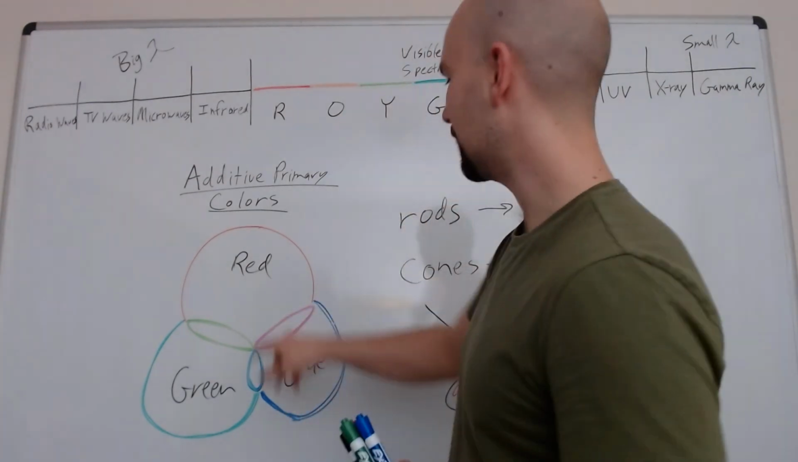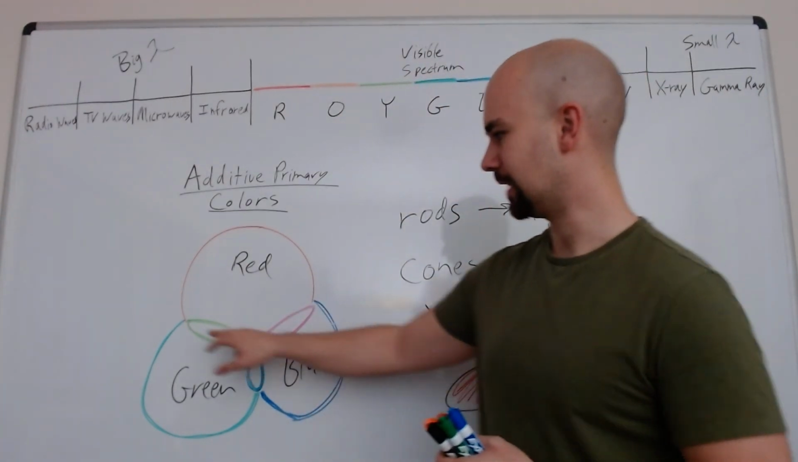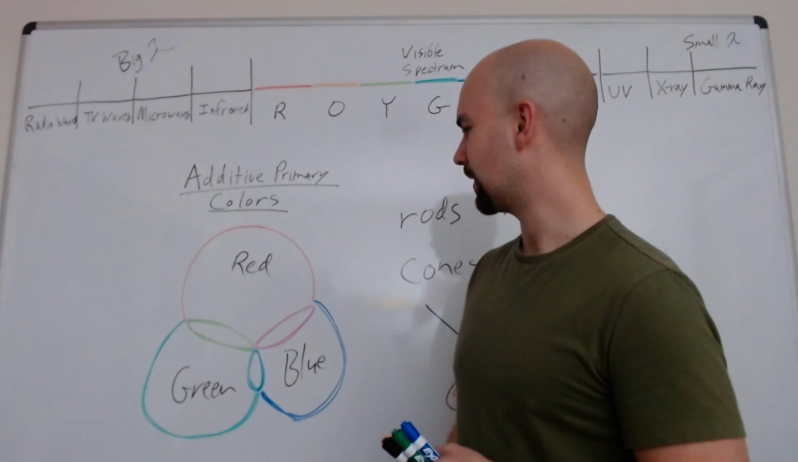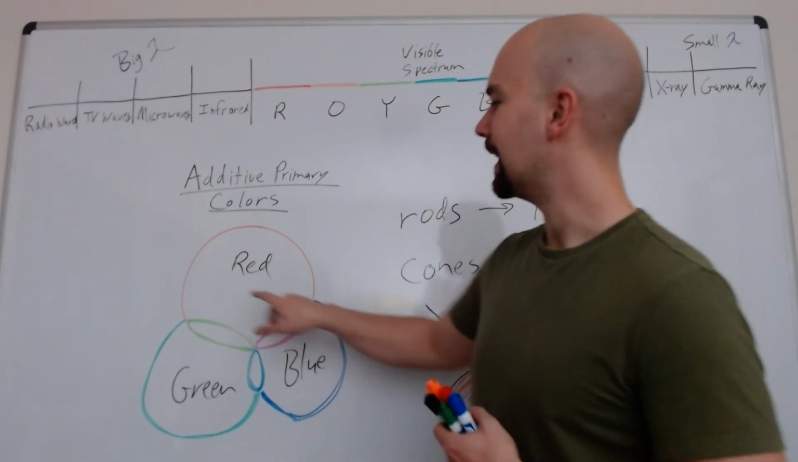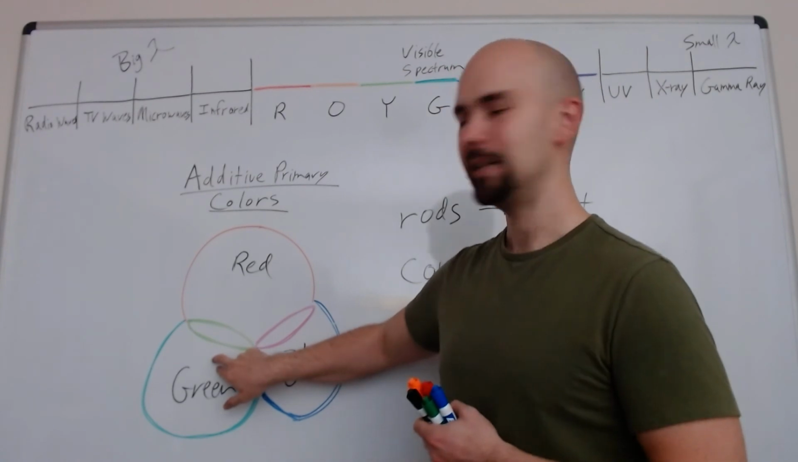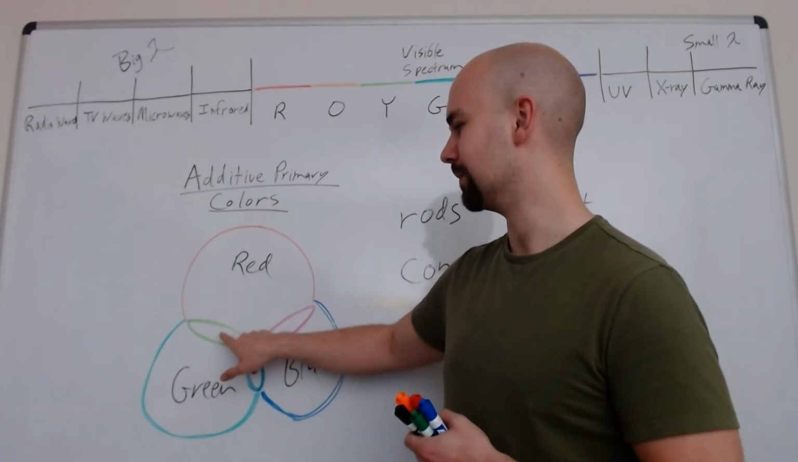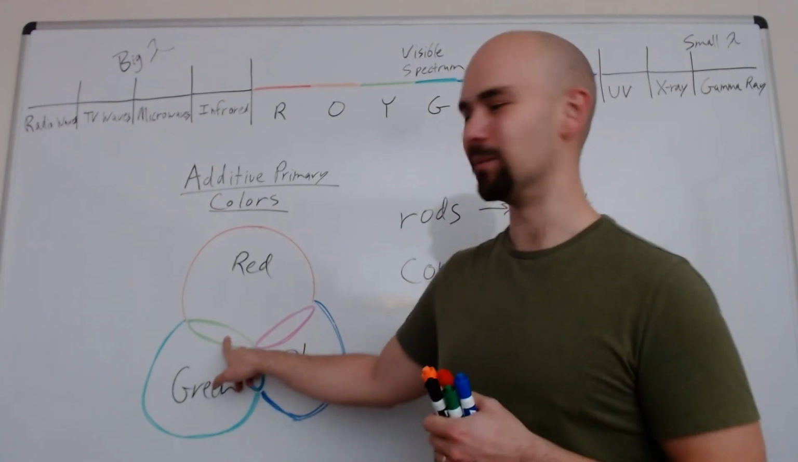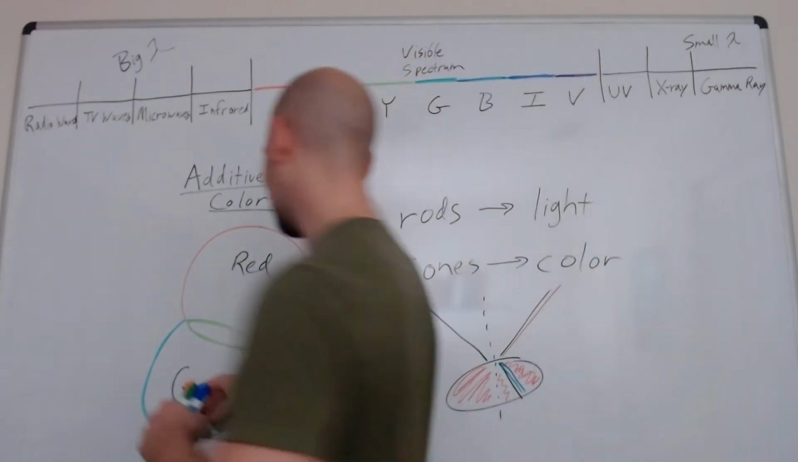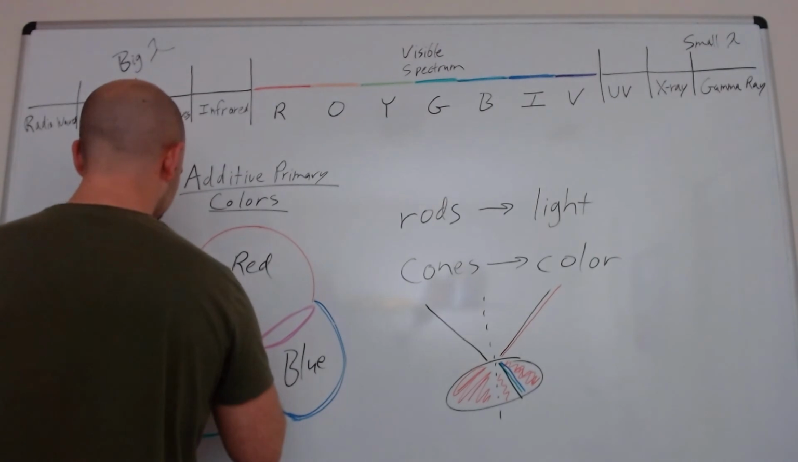Now take a look in the middle. I've shown where the colors mix. So it turns out that when you have light, if you mix red and green in equal parts, you get a color called yellow, which is not that. This should be yellow, but I don't have any yellow markers. So imagine that this light green is actually yellow.